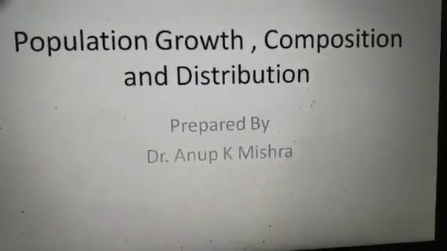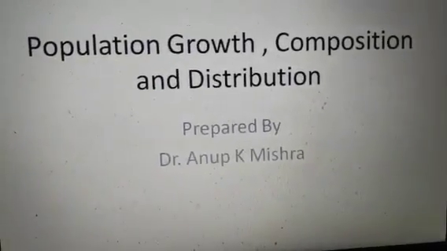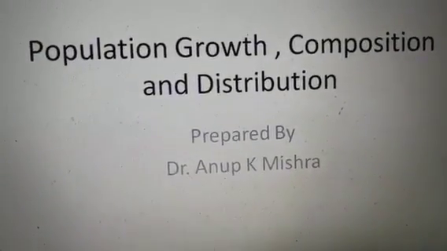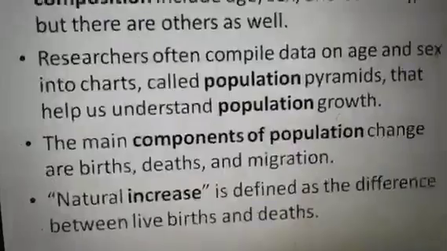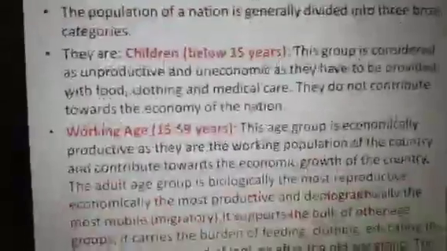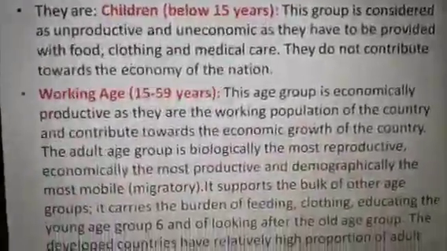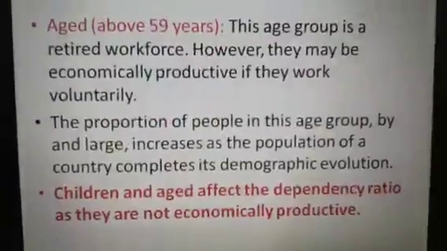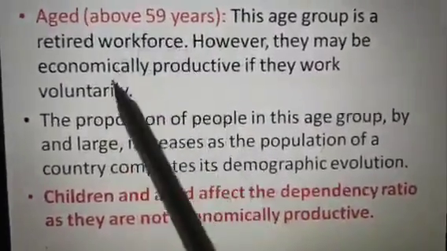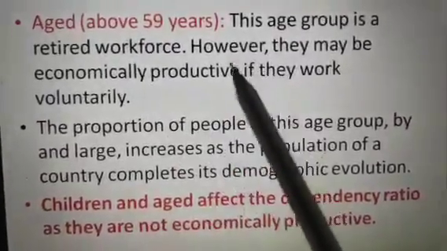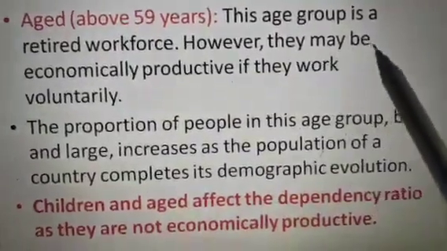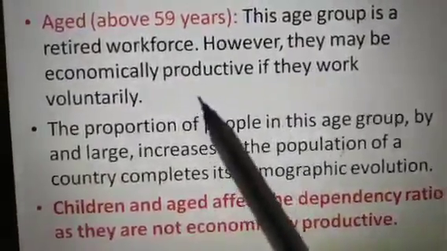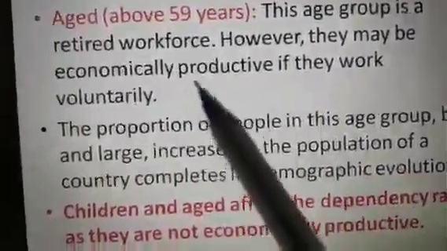So again, welcome students. In the earlier slides, I taught you till the second stage of the composition, and that was working age, which belongs to 15 to 59 years. And then comes the third important age, that is above 59 years. And this age group is a retired workforce. However, they may be economically productive if they work voluntarily.